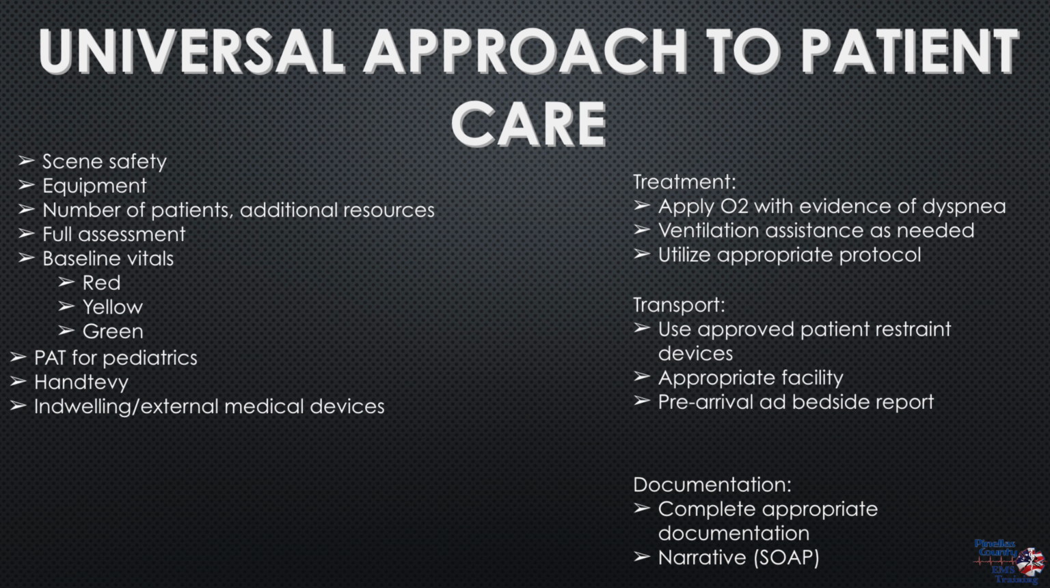The universal approach to patient care. We first must start with scene safety to make sure that the scene is safe. We then make sure that we have all of our equipment and our appropriate PPE. We determine the number of patients and additional resources we may need. We perform our full assessment, which consists of our primary assessment, and then our secondary assessment, which has our baseline vitals, and we determine whether our patient is red, yellow, or green. We will use the pediatric assessment triangle for pediatric patients, as well as the Handtevy book and the Handtevy bag that we use.